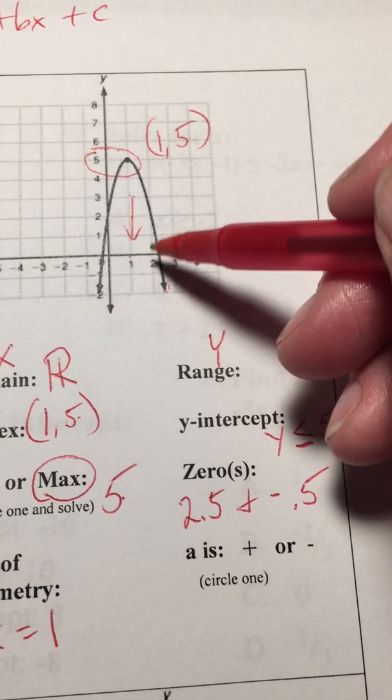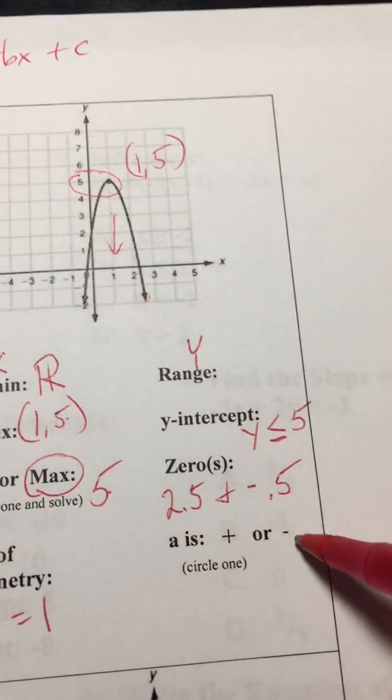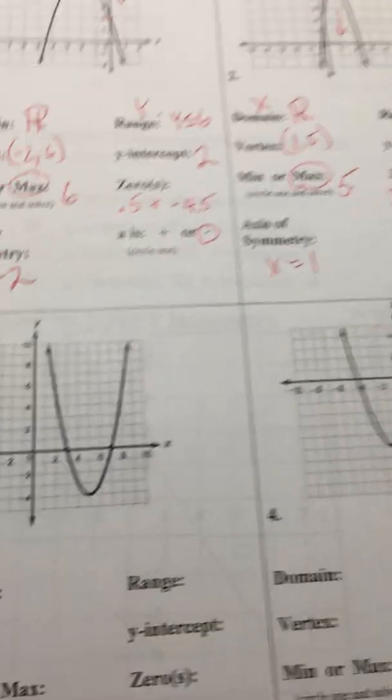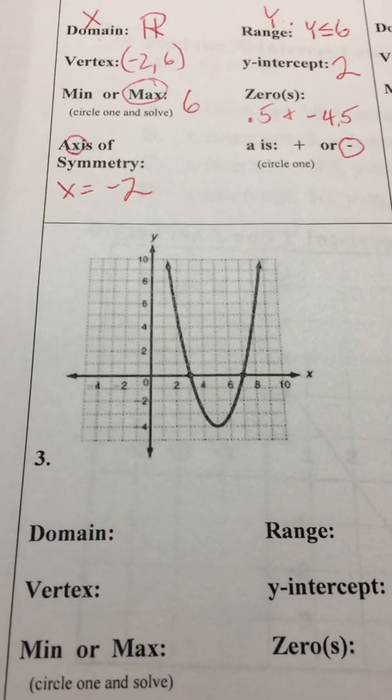The A number, is this a smiley face or a frowny face? It's a frowny face. So does that mean the A is positive or negative? To make a frowny face, it's negative. So this is a negative number. All right? Go do 3 and 4, and then come back and check your answers. I'll wait here.